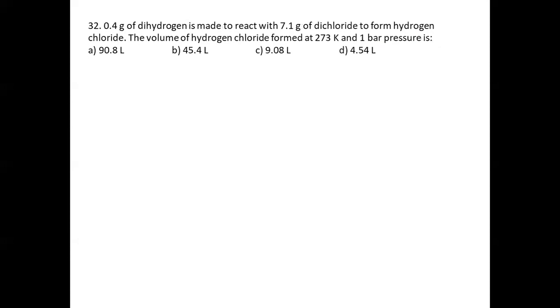Then question number 32. 0.4 gram of dihydrogen is made to react with 7.1 gram of dichlorine to form hydrogen chloride. The volume of hydrogen chloride formed at 273 Kelvin and 1 bar pressure is. So first, let us write the balanced chemical equation. Dihydrogen reacts with dichlorine to give HCl. So this is the balanced chemical equation. It is going to form 2 moles of HCl.